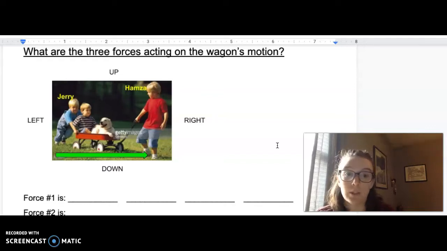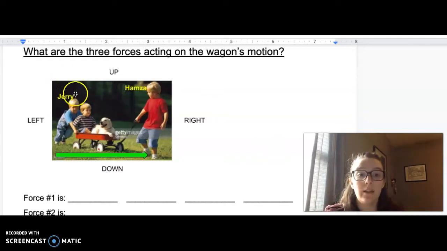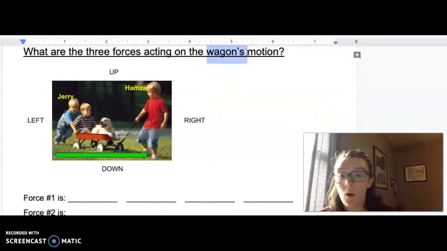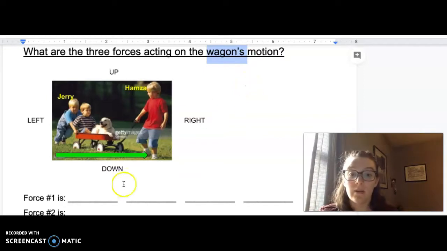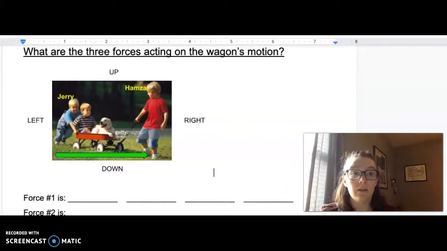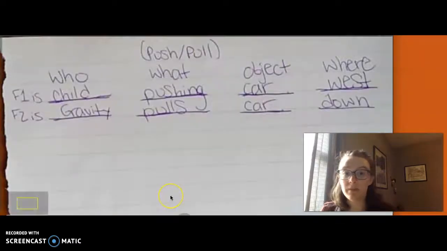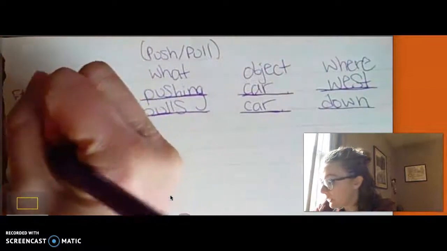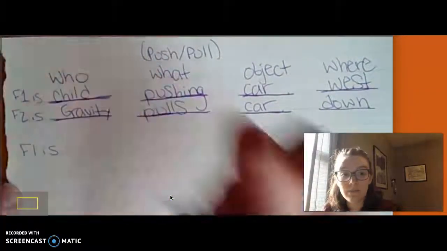Now it does not matter what order we do this in. So let's just start with force one. And let's start with Jerry right here, okay? Now we know what our object is. It's always going to tell us in the question. So our object is the wagon. Now again, we have the same 4 parts that we have to answer. So I'm going to go back to my scratch sheet of paper. This time, this is a new picture, so I have force 1 is.